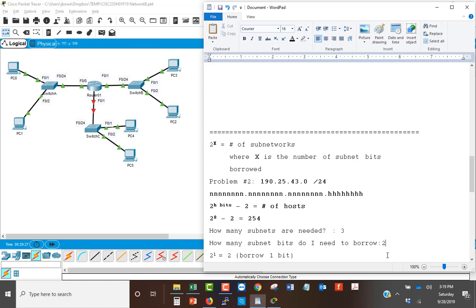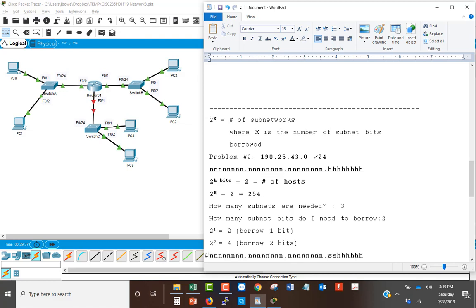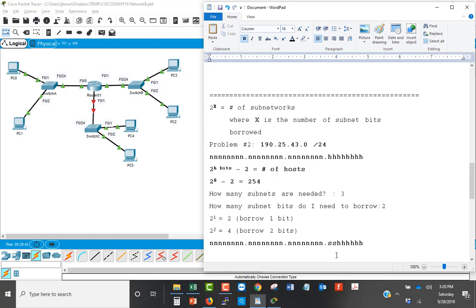And as you can see, 2 to the 1 only gave me 2 networks. 2 to the 2 gave me 4, which is what we needed. And now you can see that I've got 26 network bits, 2 which we borrowed, designated by the SS there. And that leaves us with 6 host bits. 6 host bits is going to give you 2 to the 6, which is right.